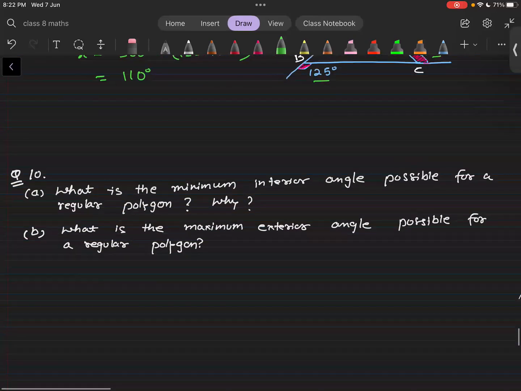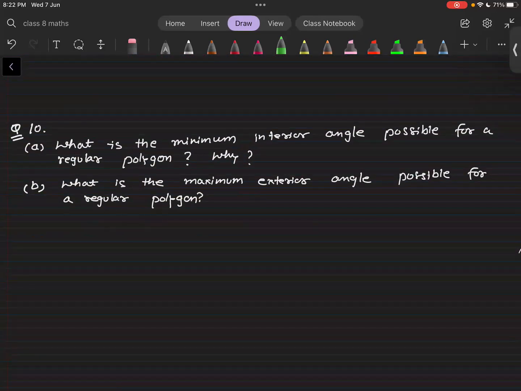Now here we get some interesting questions. The question says, what is the minimum interior angle possible for a regular polygon and why? What does the question say? What is the minimum interior angle possible for a regular polygon? Why? You guys get the question? Yes, sir. Okay. Try solving this one.